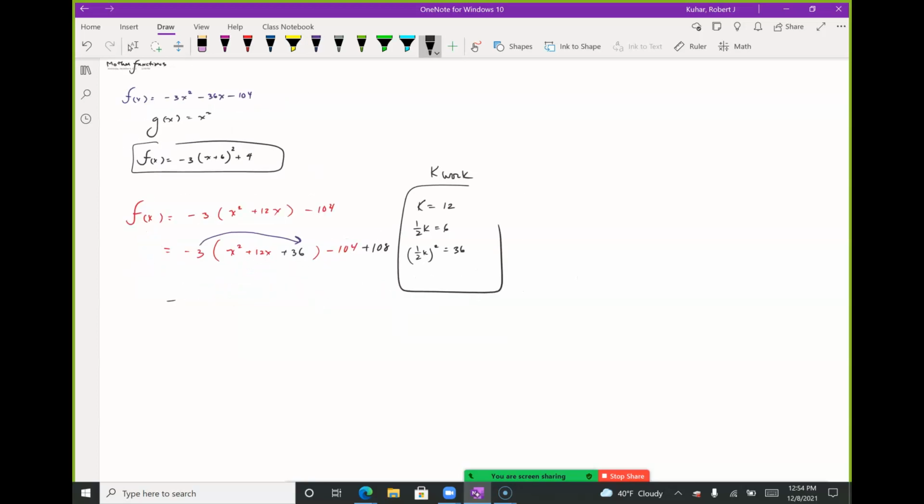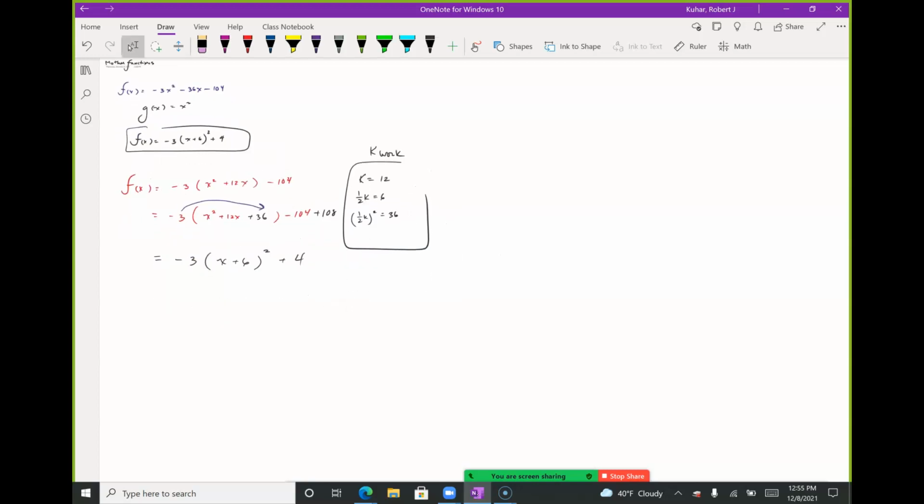So this is what I've done on purpose. I've completed the square. This particular piece in here is a perfect square. I could factor it. I don't have to. It's always x plus half of k, it's always x plus 6, half quantity squared. And there it is. I can see my vertex. Right, the vertex is negative 6, 4.